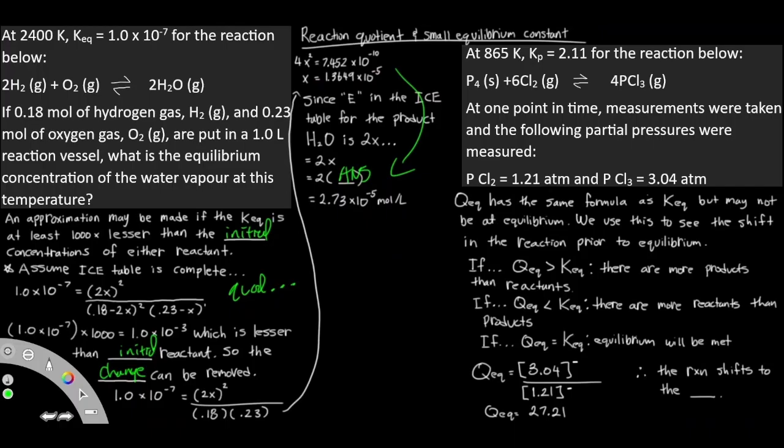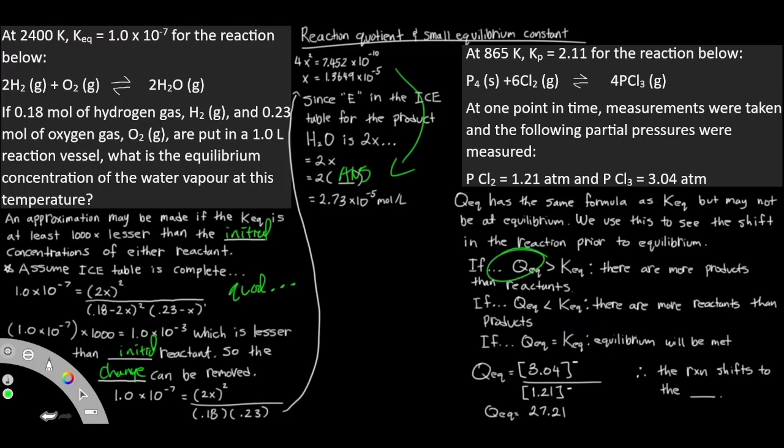Next, QEQ has the same formula as KEQ, but it may not be at equilibrium. So what is this QEQ? Okay, we use this as an indicator to see if the shift in the reaction prior to equilibrium is going to shift to the left, to the right, or if it's going to stay the same, which means it is at equilibrium. So for example, if QEQ is the same value as KEQ, equilibrium has been met.